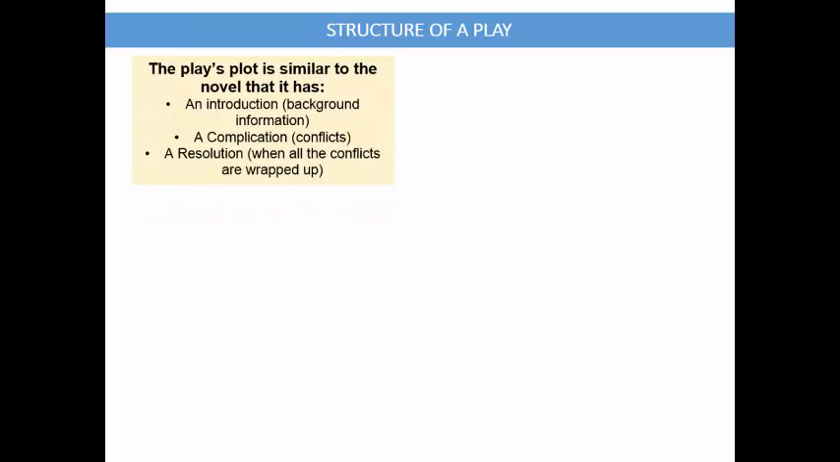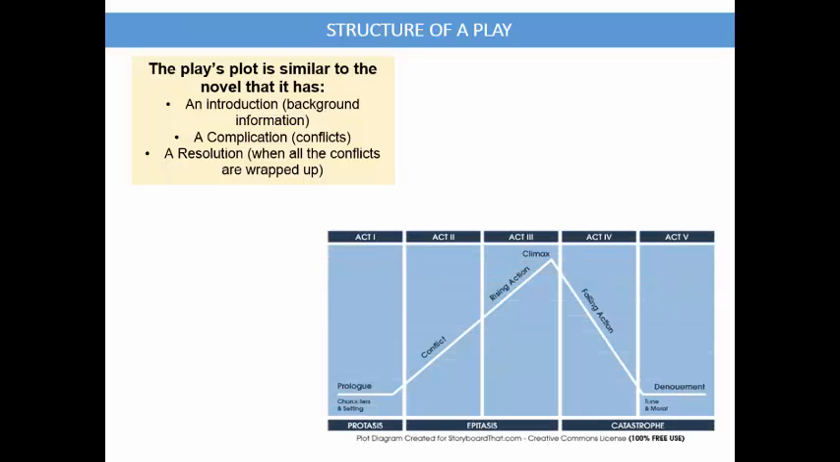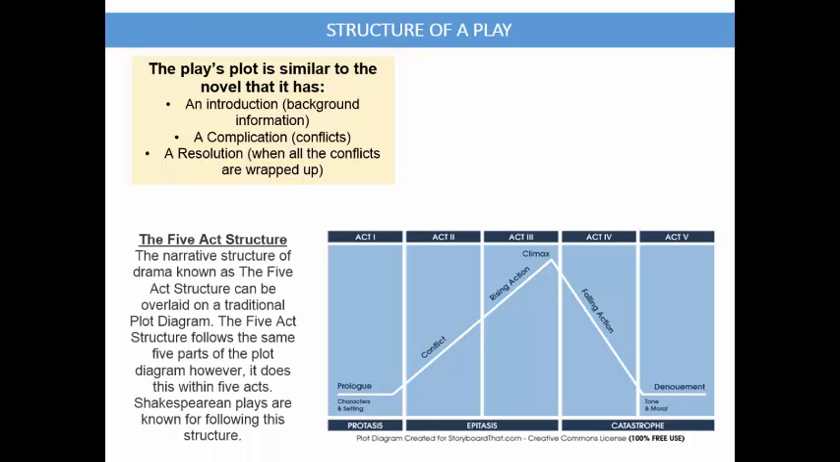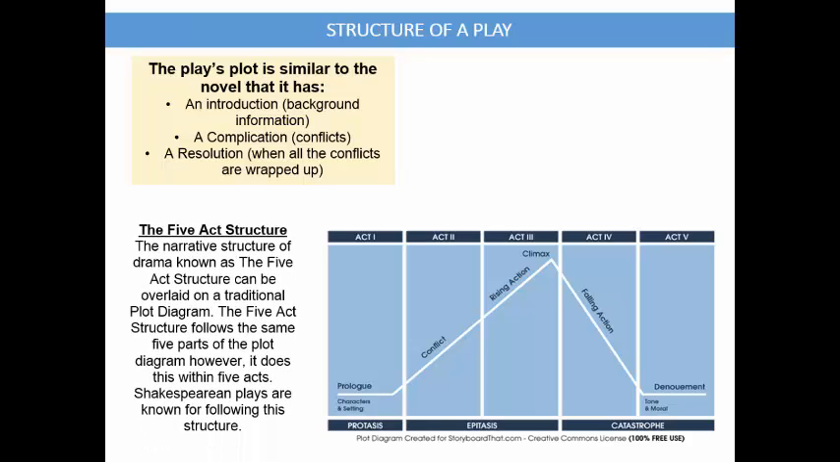The play's plot is similar to a novel. It has an introduction, which provides background information. It has some sort of complication or complications, which we call conflicts. And it has a resolution. This is the ending when all the complications, the conflicts, are wrapped up. Here's a chart showing a typical 5-act play using the same narrative structure that you see used in novels.